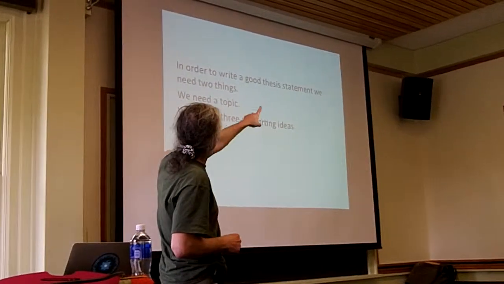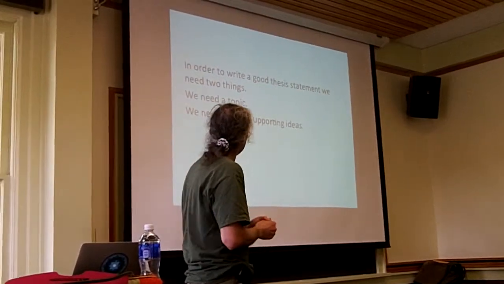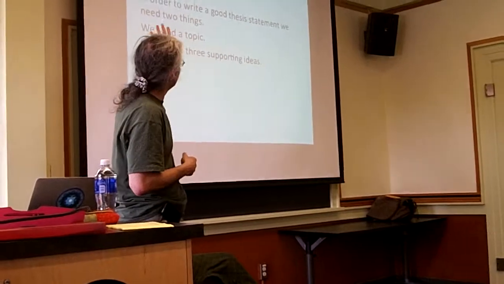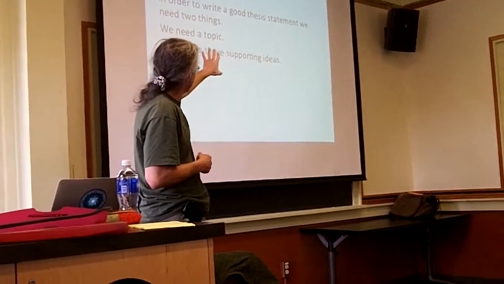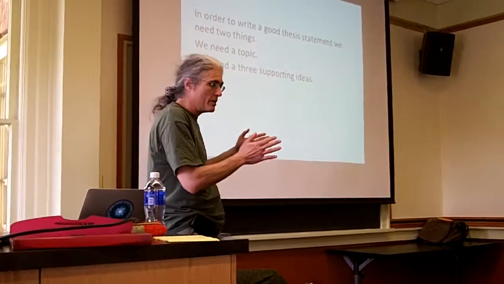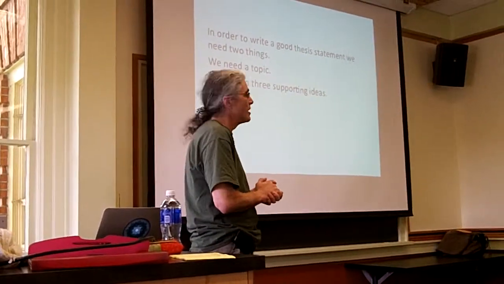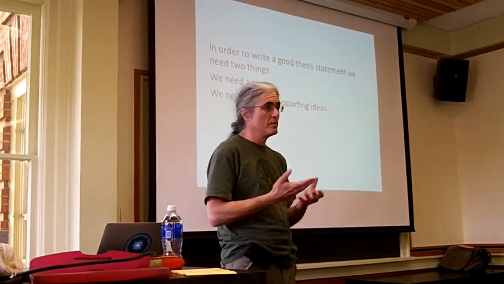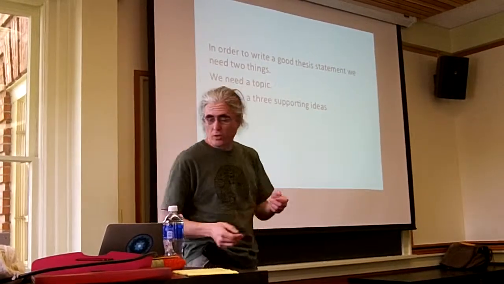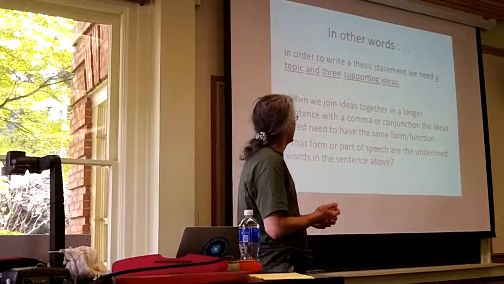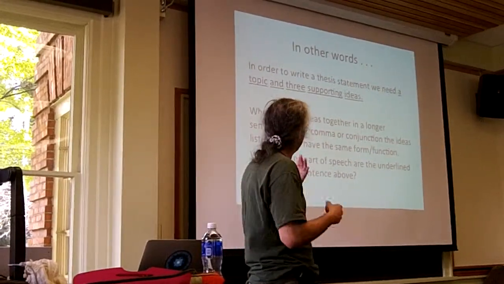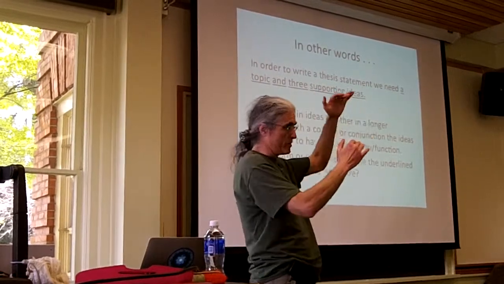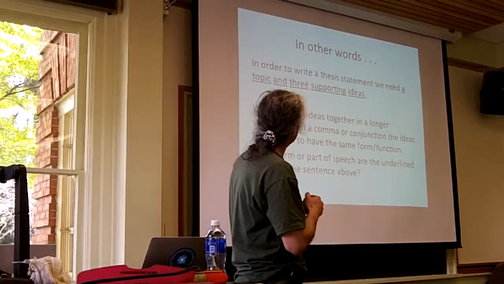Okay, so in order to write a good thesis statement, we need two things. We need a topic, and we need 3 supporting ideas. So you see I have these 3 sentences here. Those are good English sentences. Remember I always say, keep it simple as you can, but sometimes we need to have longer sentences to convey more complex ideas. For example, a thesis statement. So, in other words, in order to write a thesis statement, we need a topic and 3 supporting ideas. So now I've combined those 3 sentences more or less into one sentence.